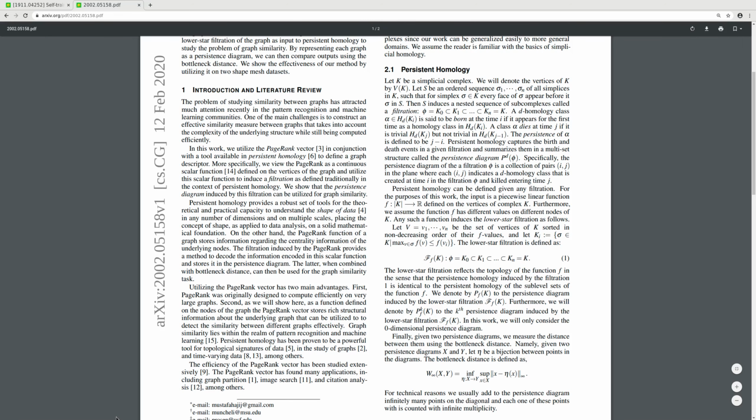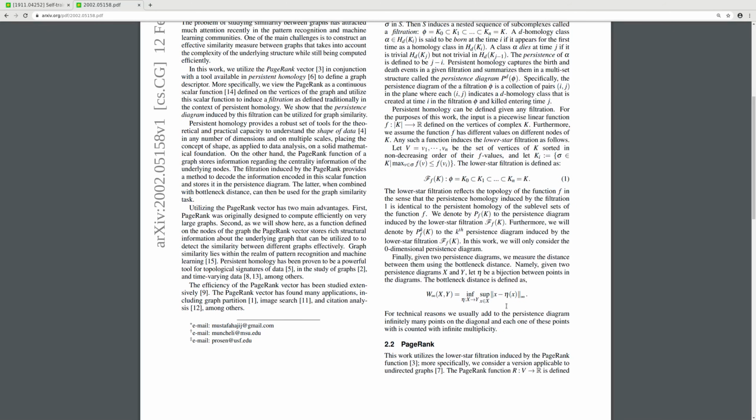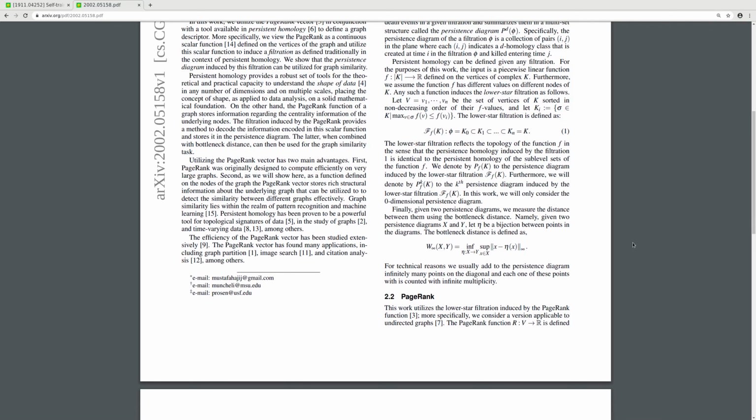The lower star filtration is defined as the filtration phi_f of K, equal to K0, K1, subset, Kn equals K. The lower star filtration reflects the topology of the function f in the sense that the persistent homology induced by the filtration is identical to the persistent homology of the sub-level sets of the function f. Denote by PF the persistence diagram induced by the lower star filtration phi_f of K. Furthermore, we will denote P_k^f the kth persistence diagram induced by the lower star filtration. In this work, we will only consider the zero-dimensional persistence diagram.